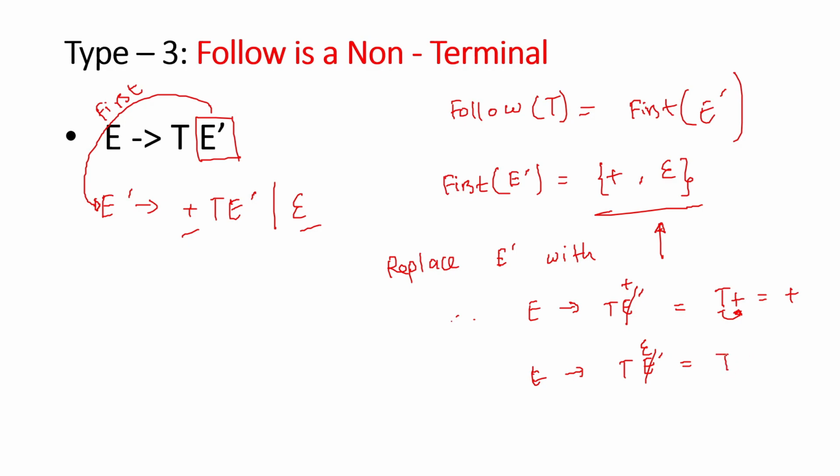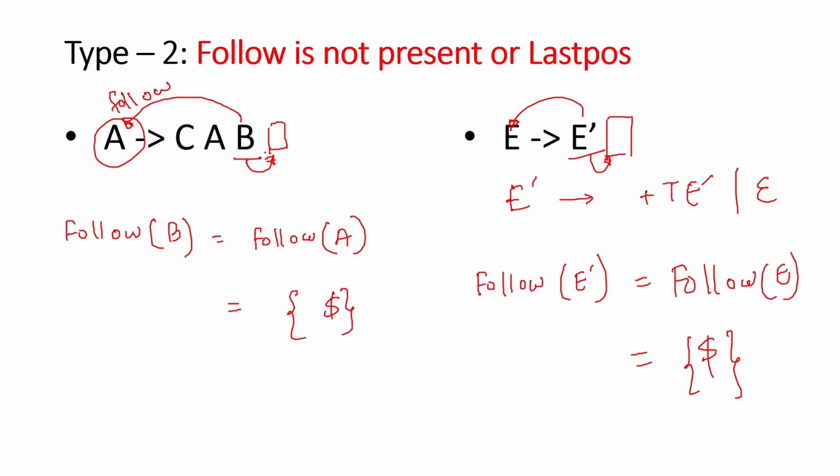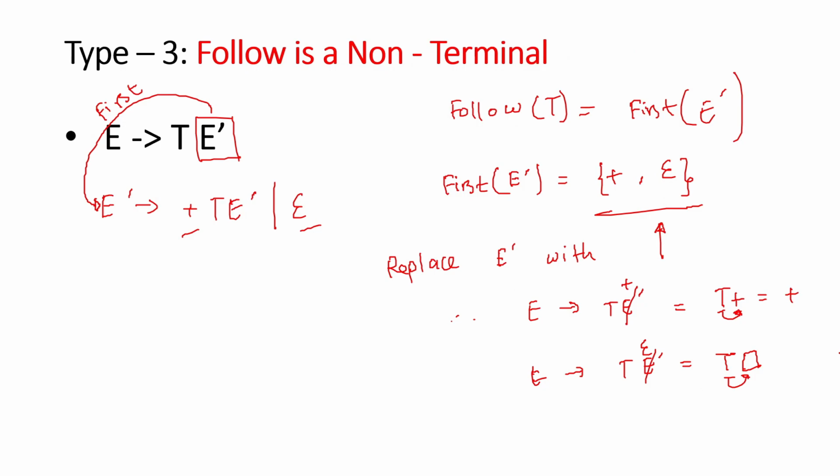Now again another condition came up. T does not have any follow. Since t does not have any follow, we have already learned in our previous type 2, that is, if there is no follow, we are going to go to its start node and find that follow. So we are going to follow type 2.